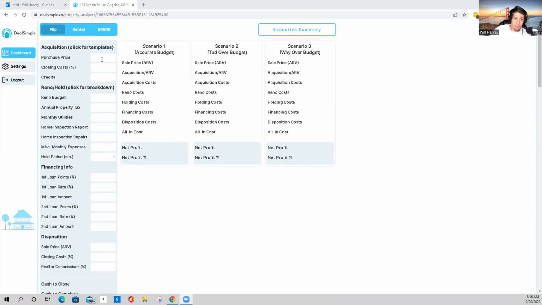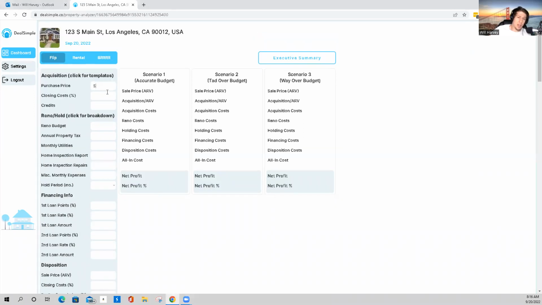So I'm going to use numbers based on a property that we've done a few years ago, and it went decent. We made about 40, 50 grand on it. It definitely wasn't a home run, but certainly was good and would definitely do that deal again.